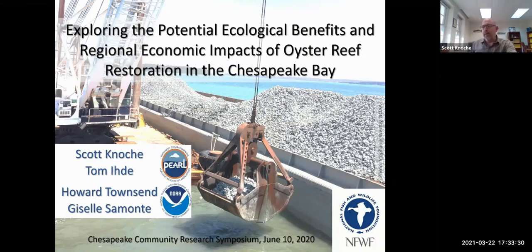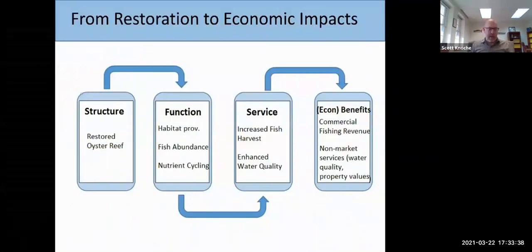So this was a team effort, and often in these types of projects where you're trying to understand how some restoration effort creates a sequence of effects that generate benefits to society that can be monetized, you start from this change, right? There's a change in the environment. In this case, there's a change in the structure of the environment. There is a restored oyster reef where there was not one before. That new structure has a function. It provides habitat. It increases fish abundance, nutrient cycling.